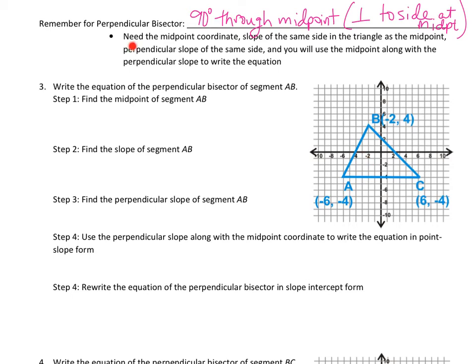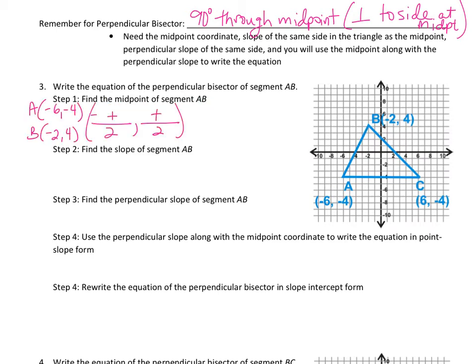So we first need to find the midpoint coordinate, then we will need to find the slope of that side of the triangle. Then we can switch our slope to the perpendicular slope. Then we can use that midpoint and the perpendicular slope to write our equation of the line. So to begin with, we need to find what is the midpoint of that side.